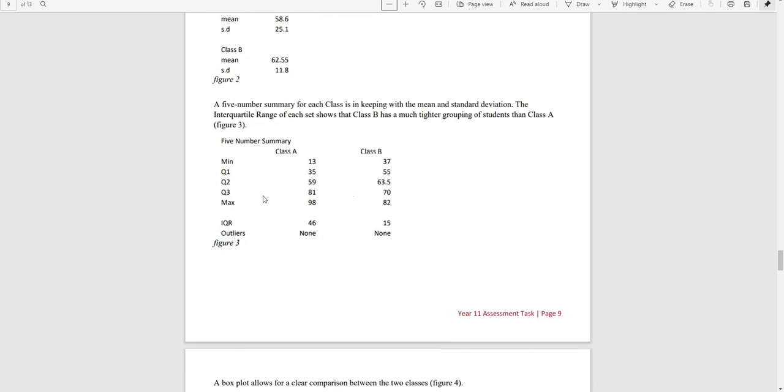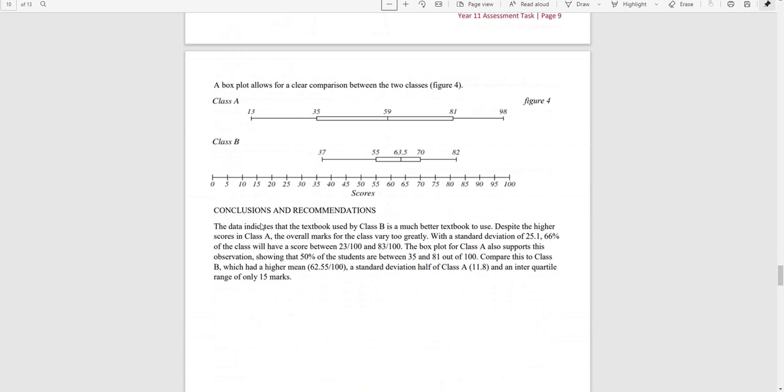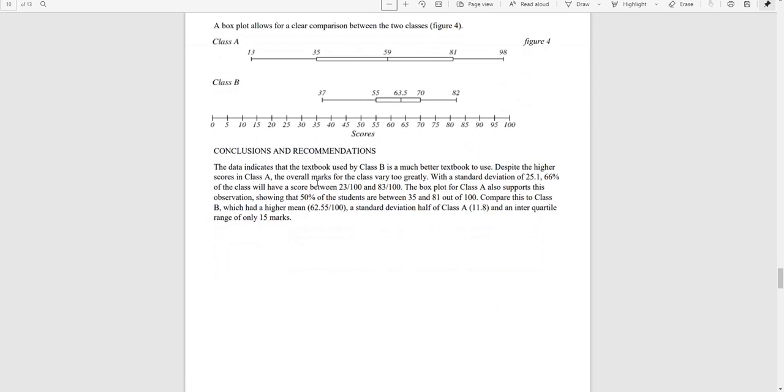I calculated the mean and standard deviation, and the five-number summary for both of them. There were no outliers. Here's my parallel box plot. And again, it shows that Class B was much tighter together, whereas A was really spread out. So, my conclusions. The data indicates that the textbook used by Class B is a much better textbook to use. Despite the higher scores in Class A, the overall marks for the class vary too greatly.